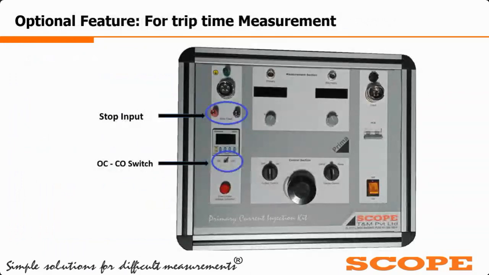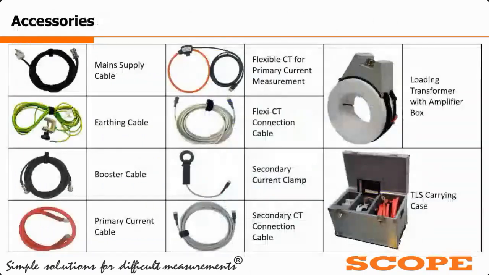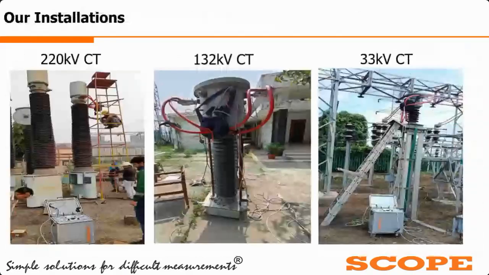Additionally, we have introduced one feature for the trip measurement circuit, for measurement of trip time. For that we have provided a stop input and an OC/CO switch, and these are the accessories we provide by default with our control unit.